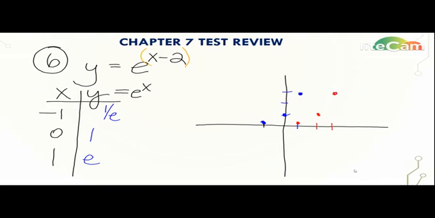I'm going to shift everything to the right 2. My asymptote does not change. It's still at y equals 0. And then I'm going to draw my graph.